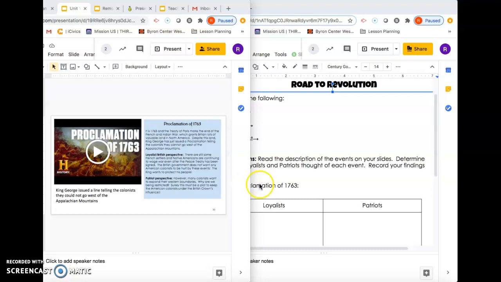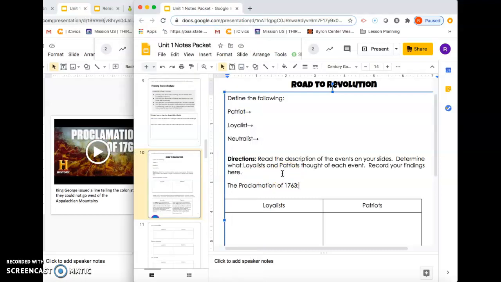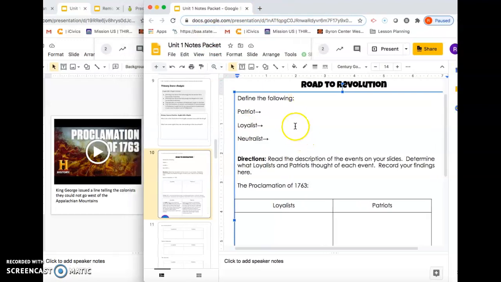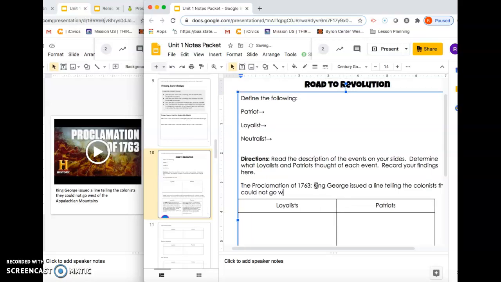Just to continue on here, we've now defined the Proclamation of 1763. So you're going to go to your notebook on page 10, and you are going to type, or handwrite, the definition of the Proclamation of 1763. You see it here on this slide. So we would say King George issued a line telling the colonists they could not go west of the Appalachian Mountains.